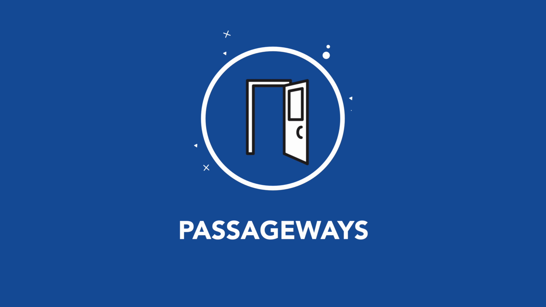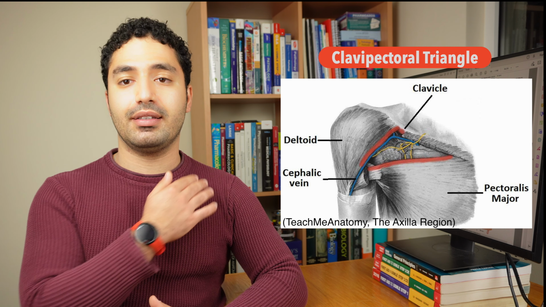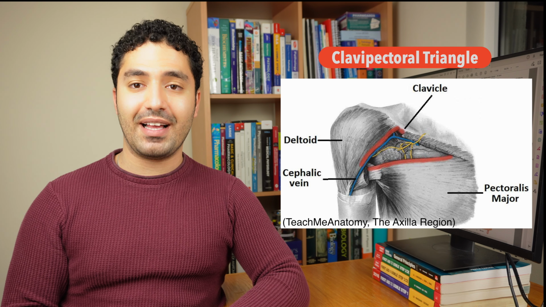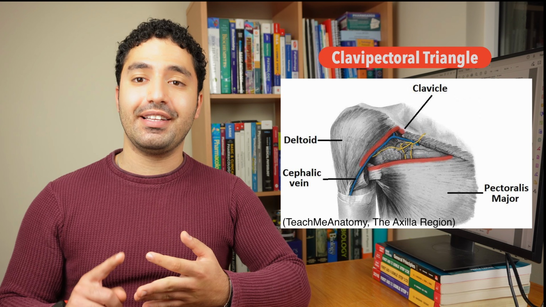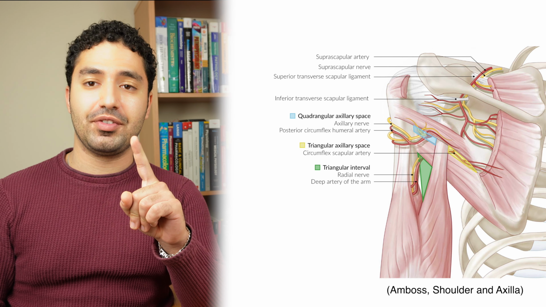There are a few passageways associated with the axilla. On the anterior surface, we have the clavipectoral triangle, which is bounded by the deltoid, the clavicle, and the superior border of the pectoralis major, and it acts as a passageway for the cephalic vein and the medial and the lateral pectoral nerves.